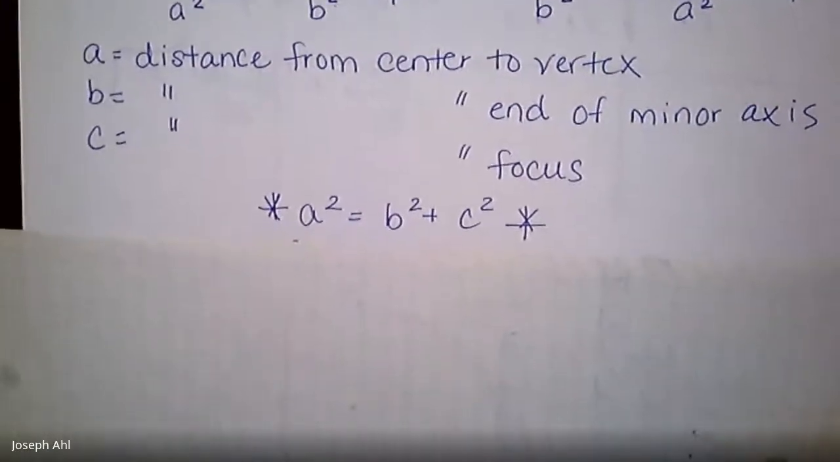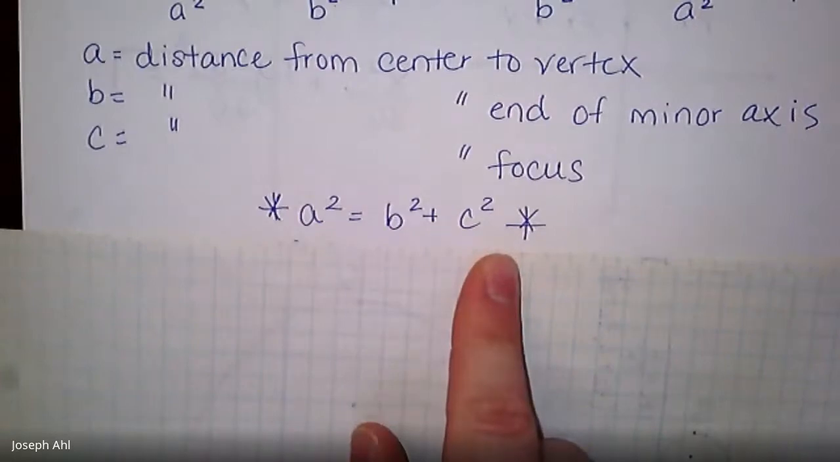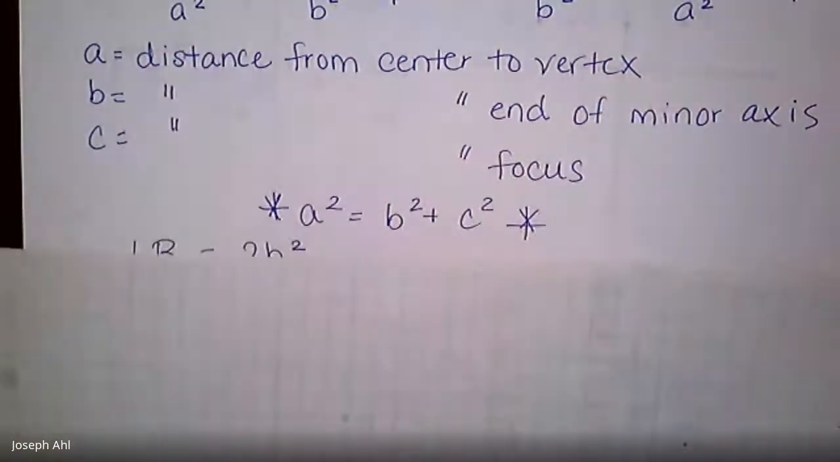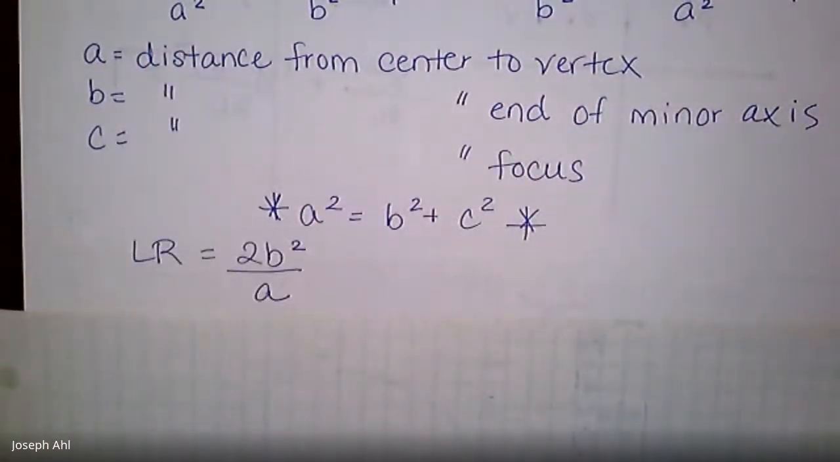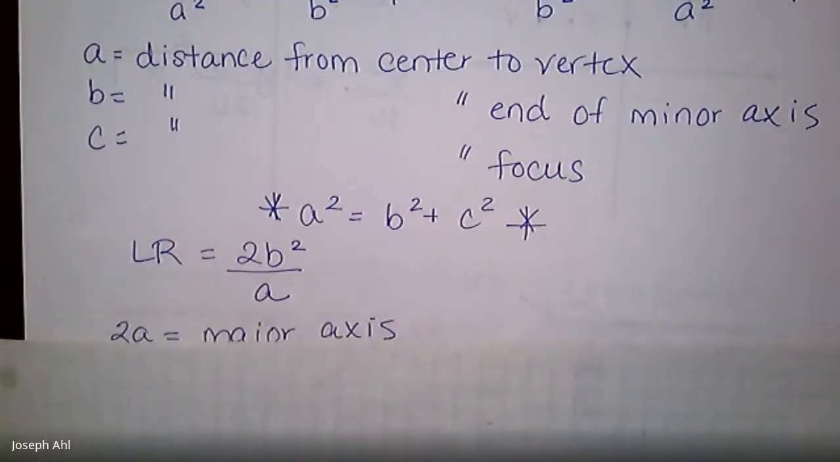I don't know if I have it coming up, but just remember a has to be the largest value, especially according to this formula here. That helps me to determine horizontal versus vertical. The LR has a length of 2b squared over a.